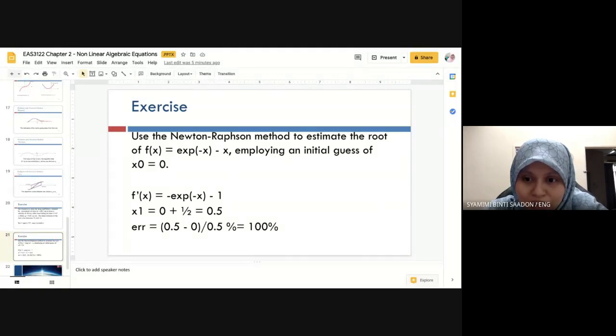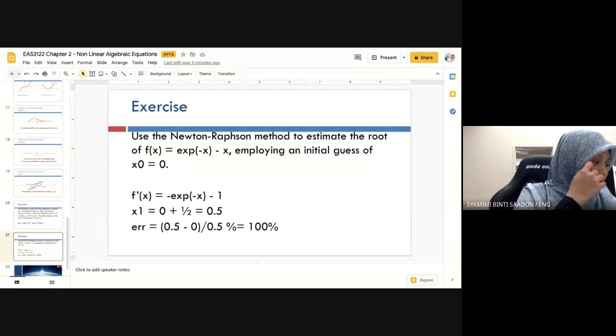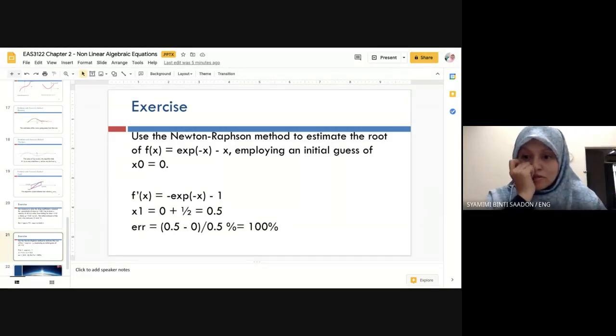So how much x3? 0.5, around 0.567. 0.567, around that. Okay, and the error will be less than 5%. Okay, so we can stop there at the third round, third iteration.